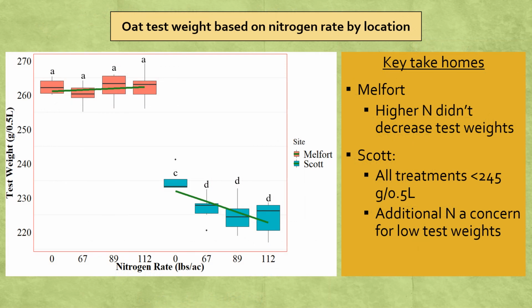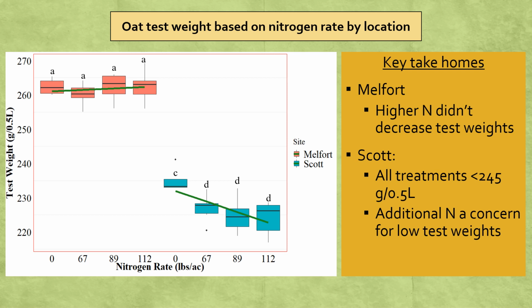So the next topic we're going to cover is what is the impact of nitrogen rate on our oat test weight depending on our research location. It's been fairly well documented that increasing nitrogen rates can decrease the test weight of your milling oats, which leads to grading penalties at the elevator. So we can walk away from this slide with two major take-homes.